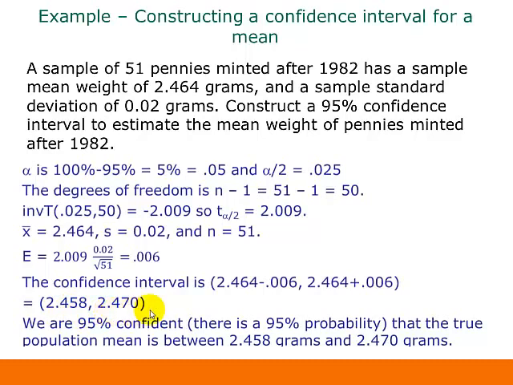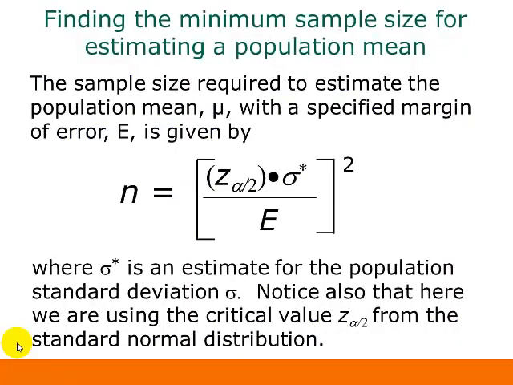The interpretation for this confidence interval is that we are 95% confident, or we can say there's a 95% probability, that the true population mean is between 2.458 grams and 2.470 grams. So the sample size required to estimate the population mean mu with a specified margin of error E is given by this formula. We have n equals z alpha over 2 times sigma star divided by E, and that whole quantity is squared.